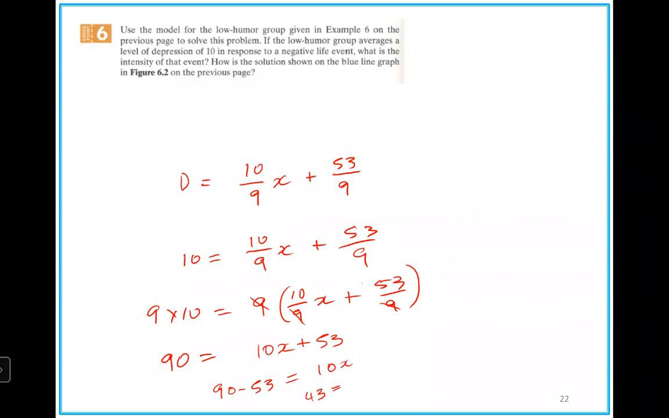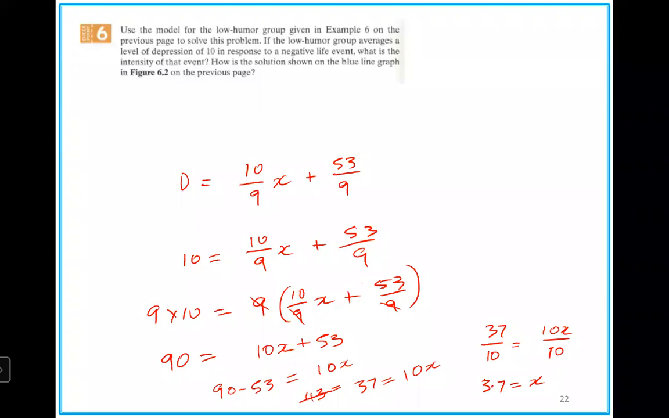Sorry, 37 equals 10x. So then 37, we would divide that by 10, and 10x divided by 10 to cancel it out. And then that would be, can we get a decimal? 3.7. Okay, so 3.7 equals x.